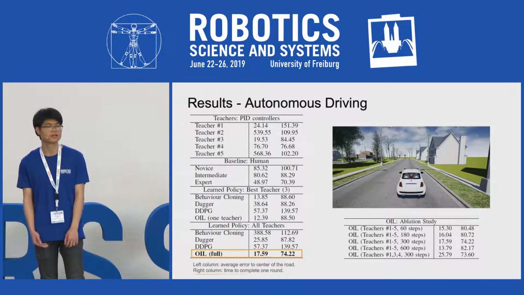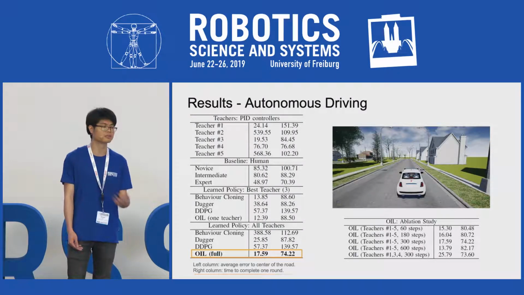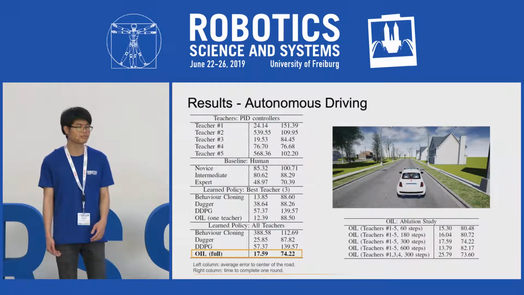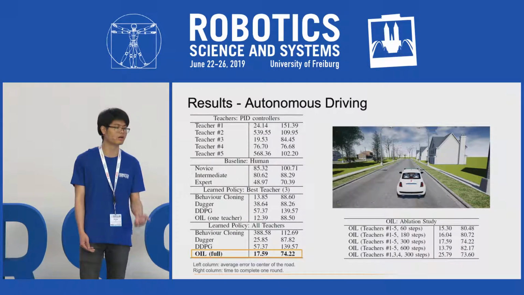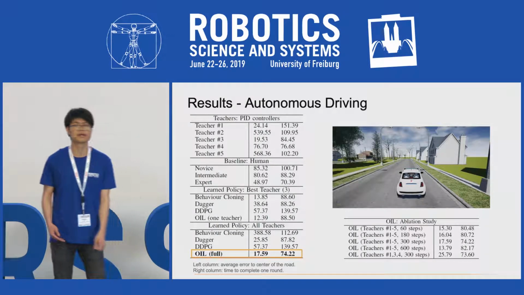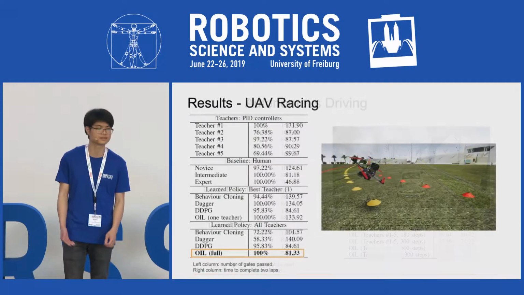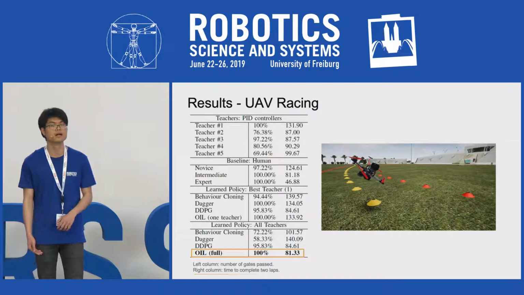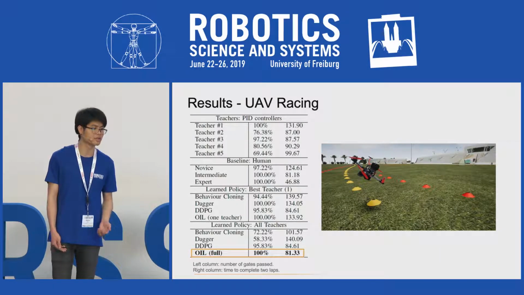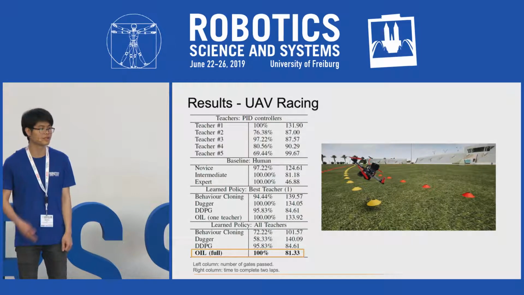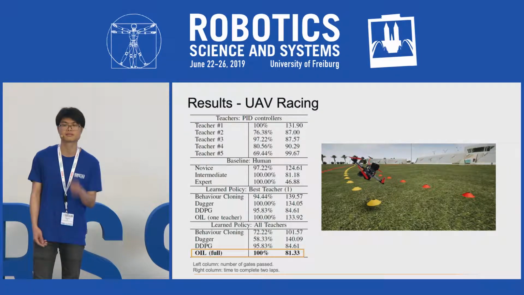The first application we look into is autonomous driving. As you can see in the table, OIL can outperform the teacher it learns from significantly and also can outperform all the baseline methods. And the other interesting application is UAV racing. You can see a similar result can be observed here.